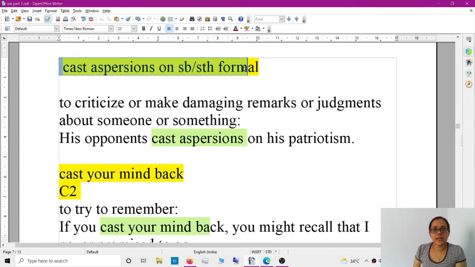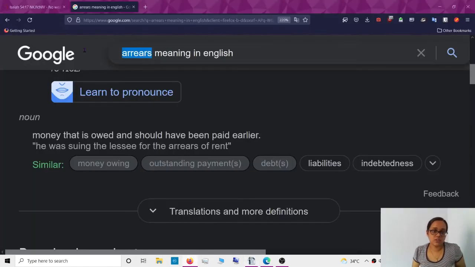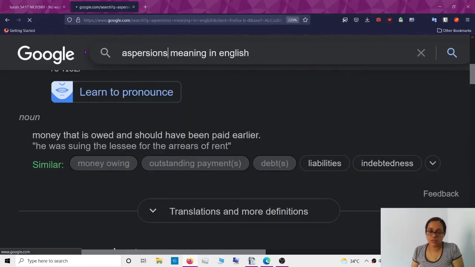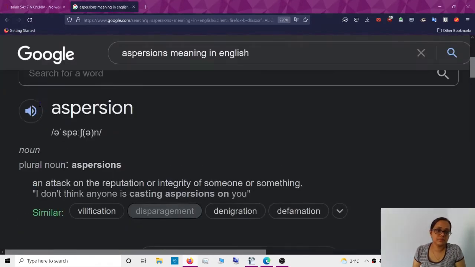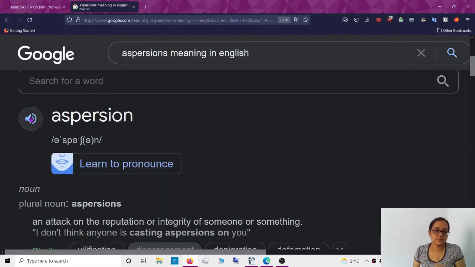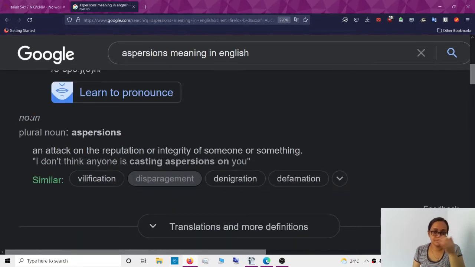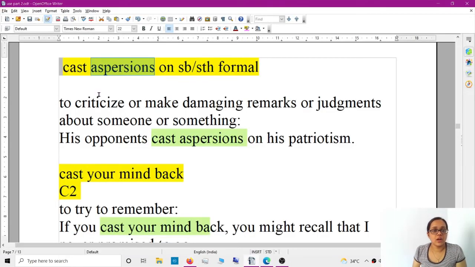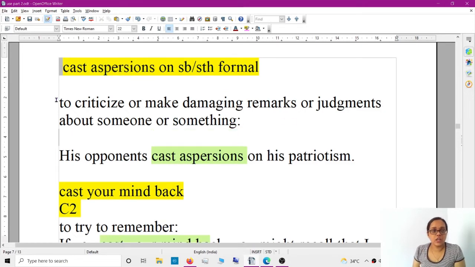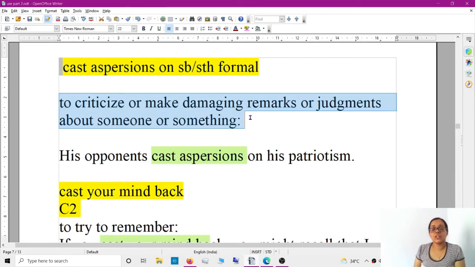Some more additional vocabulary have been discussed over here. So next vocabulary is aspersions. Aspersion means defamation. To criticize or make damaging defamation.